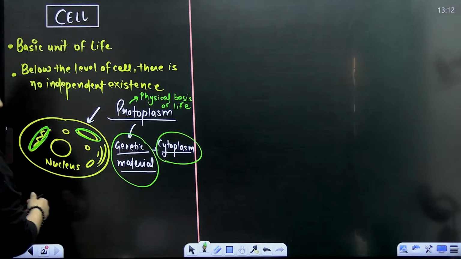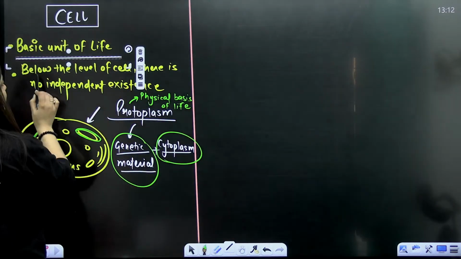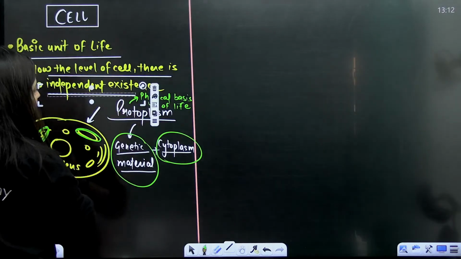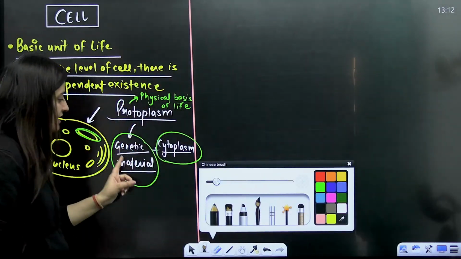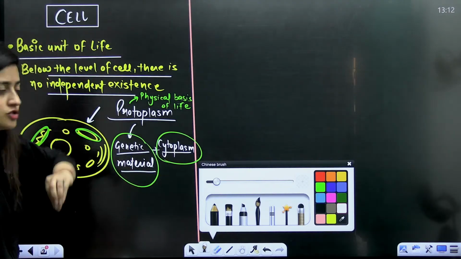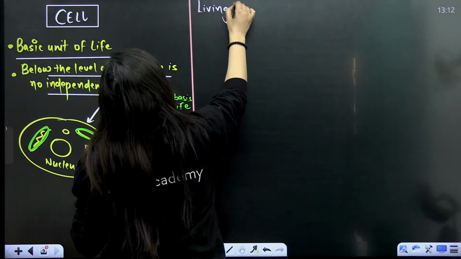Are you getting my point here? So it's the basic unit of life. Below the level of cell, there is no independent existence of life. So protoplasm is actually the physical basis of life, which includes genetic material and the cytoplasm. So you talk about any living being.